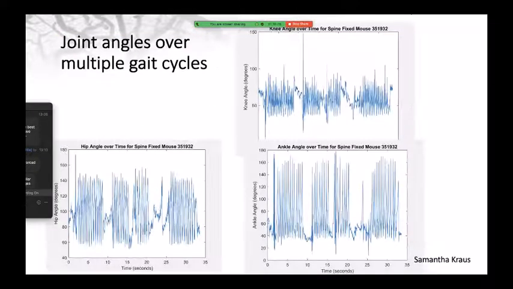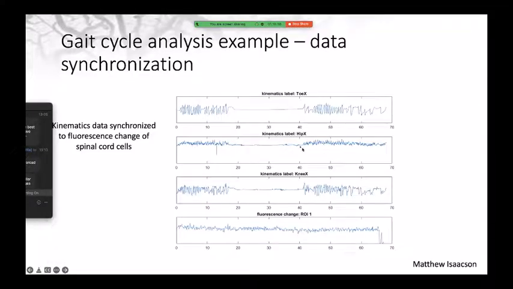So how do we do that correlation? This is some of the work that Samantha Kraus, she's actually a grad student here now, got, which was the hip, knee, and ankle angles. All this is just raw data that we can use to put into Matt Isaacson's pipeline. He's a postdoc who's helping with the coding pipeline. So we can put all that kinematic data along with the calcium imaging data in order to line that all up to determine the function of these particular neurons during the gait cycle.